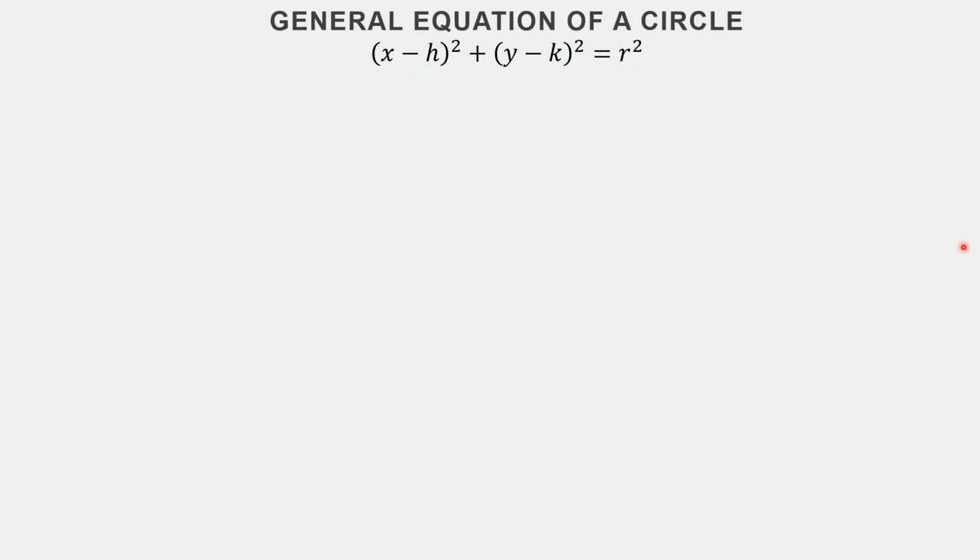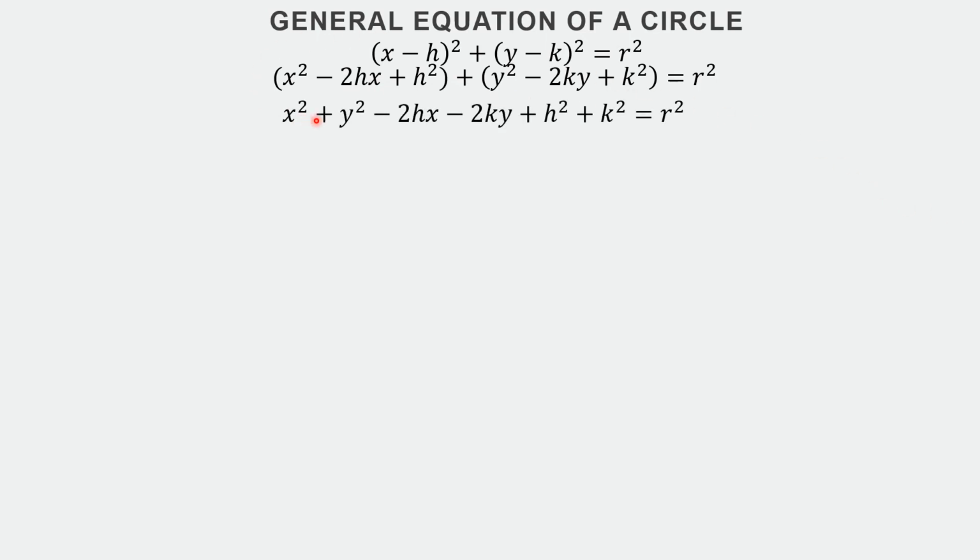So, we're going to derive now the general equation. To get it, just do the algebra. Okay, squared it. You have negative 2hx plus h squared and so on and so forth. Then, you get x squared plus y squared, pinag-arrange lang naman siya, negative 2hx. Tapos, itong negative 2ky, pinunta dito. Si h squared and k squared nilapit. Then, pinagsama na si r squared dito sa kabila.